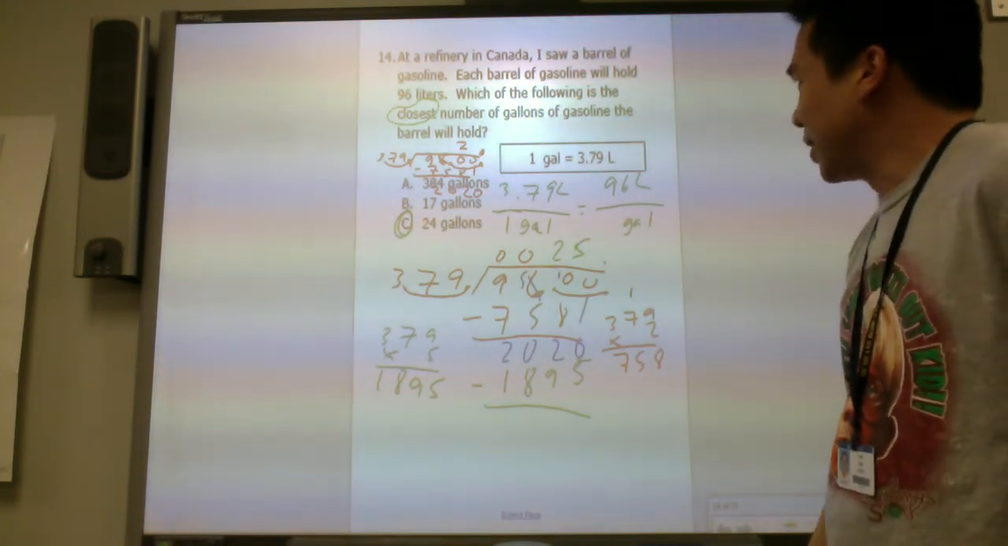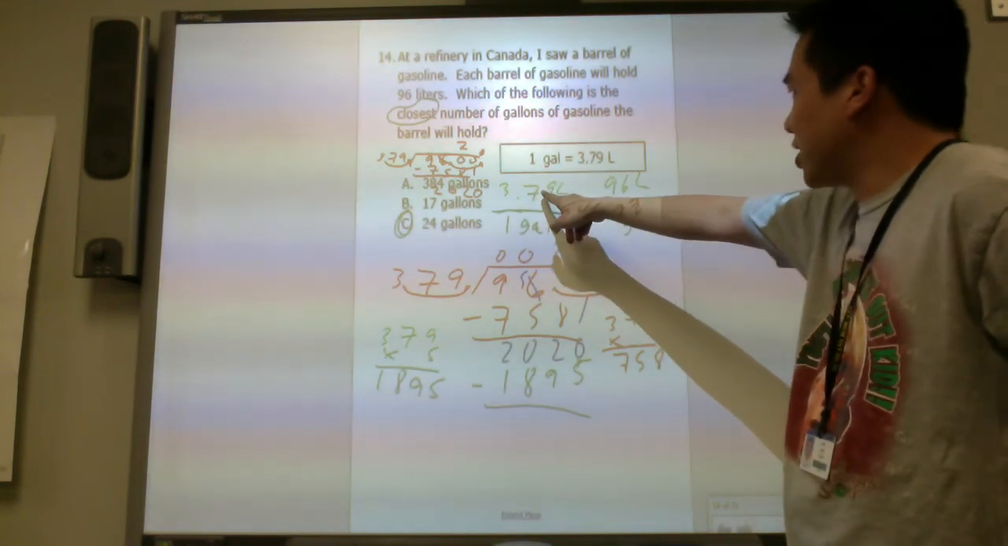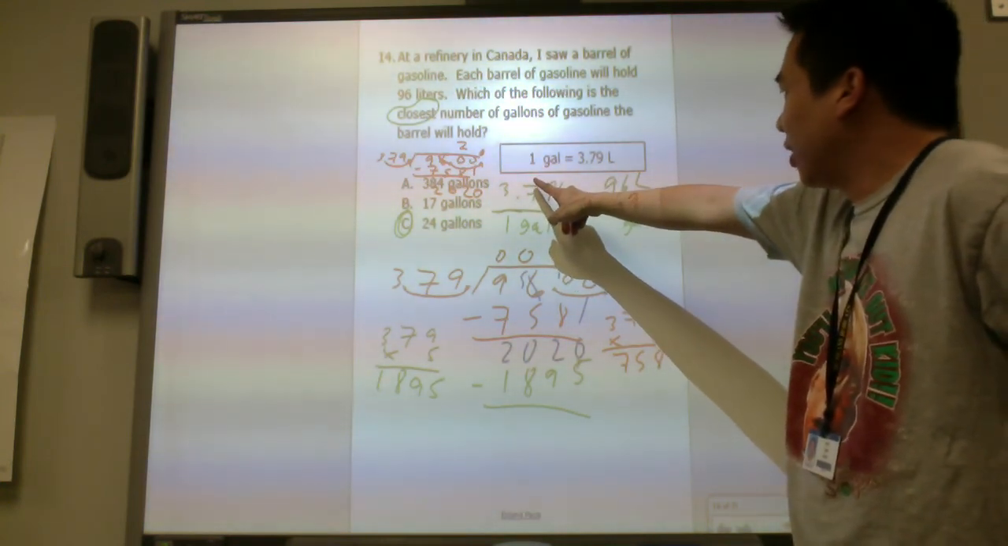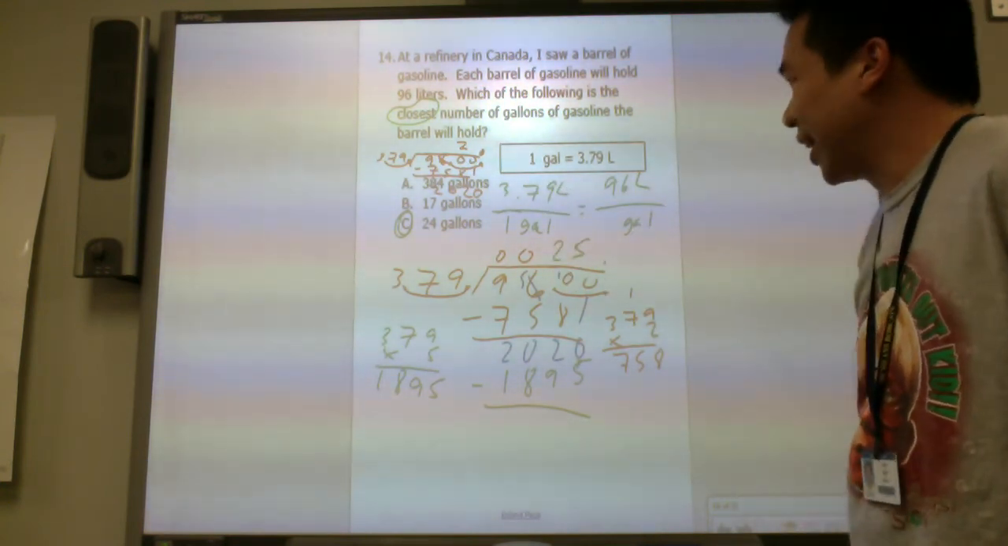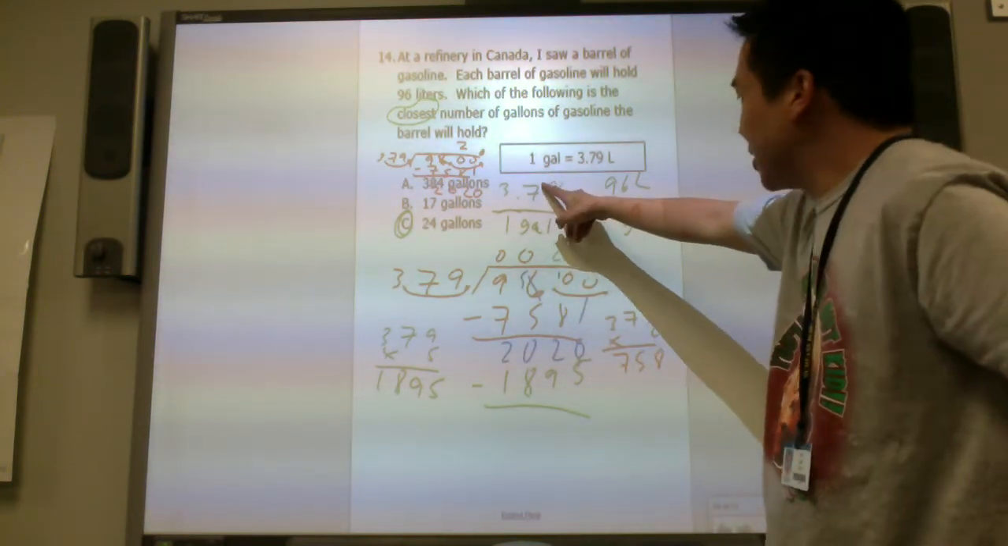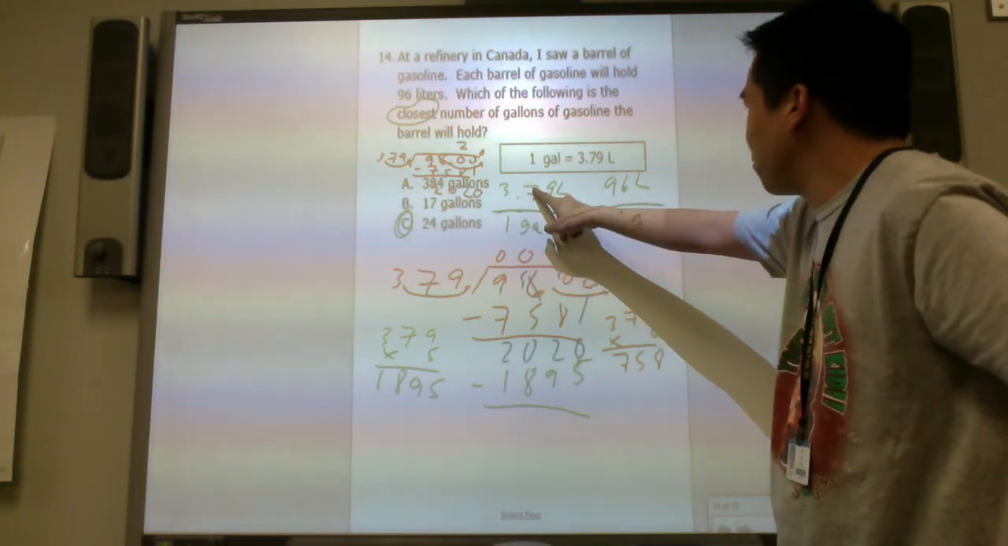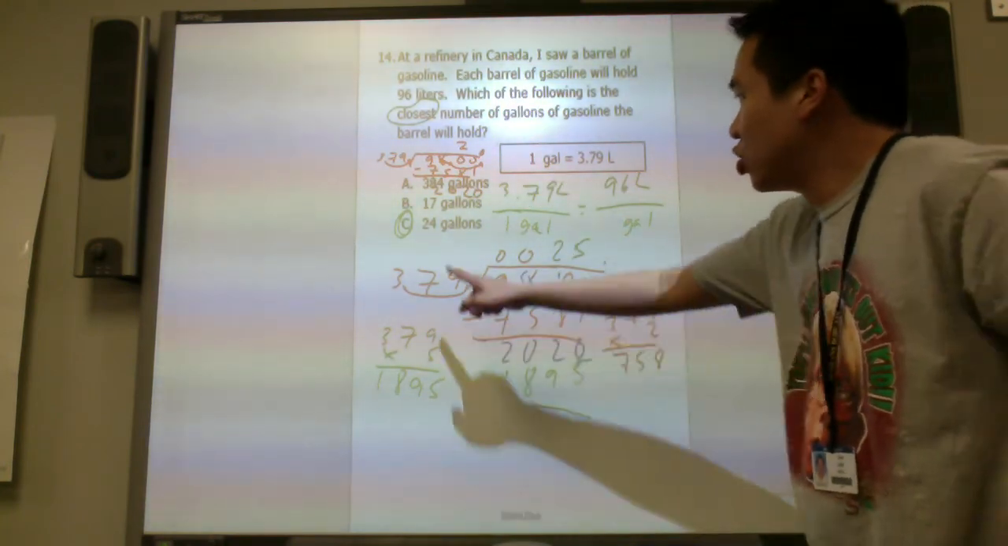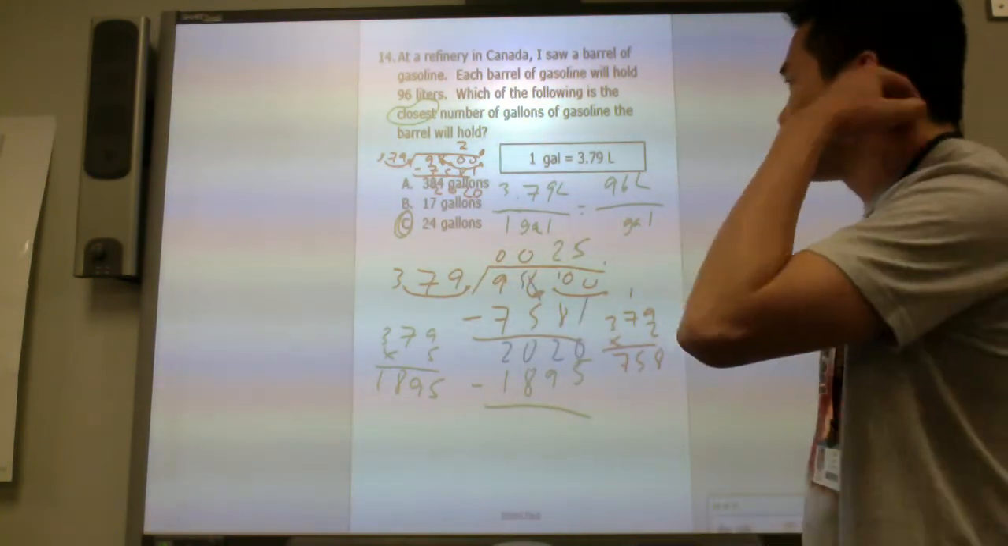I wonder if they estimated here, and instead of using 3.79, they rounded to 4. I bet you they did that. That's why they got this answer. Each gallon has 4 liters. So it's saying how many groups of 4 go into 96? 24 times. That's what I did.